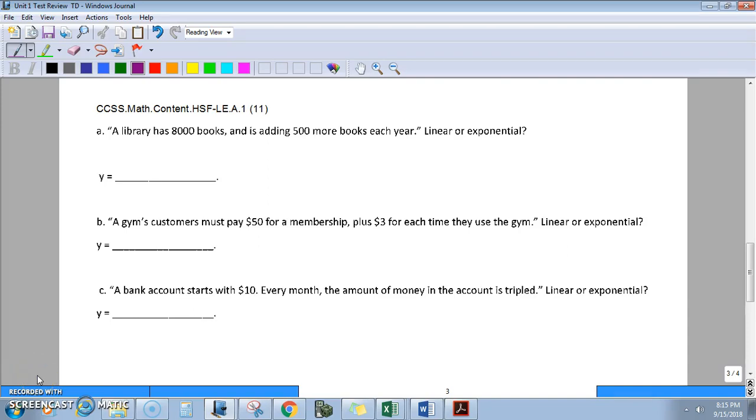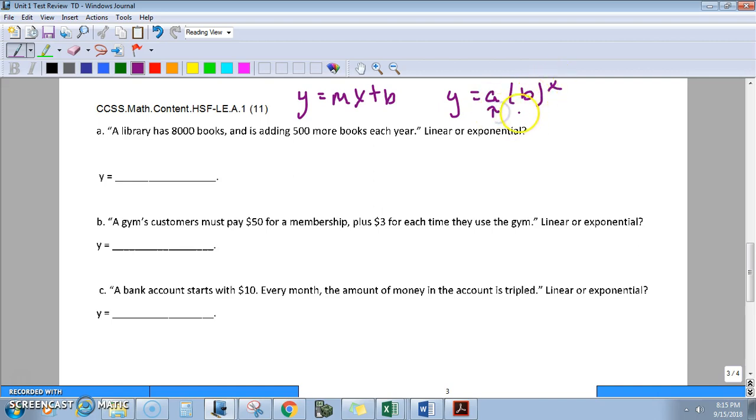So the standard here is, can you tell the difference between linear and exponential? And if you can, hopefully you'll be able to write an equation for linear and exponential. So at the top here, I'm going to write just y equals mx plus b. That's our formula for linear, and y equals a times b, our multiplier, to the power of x.